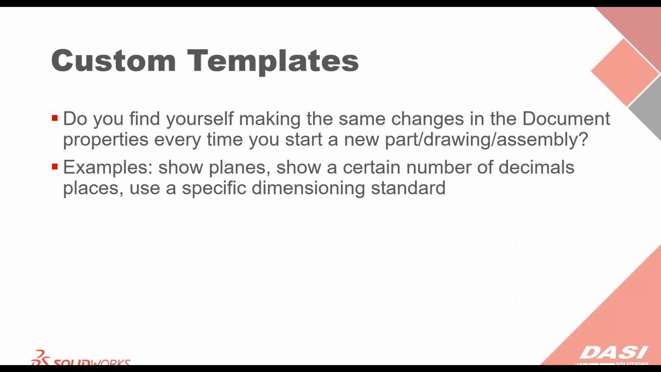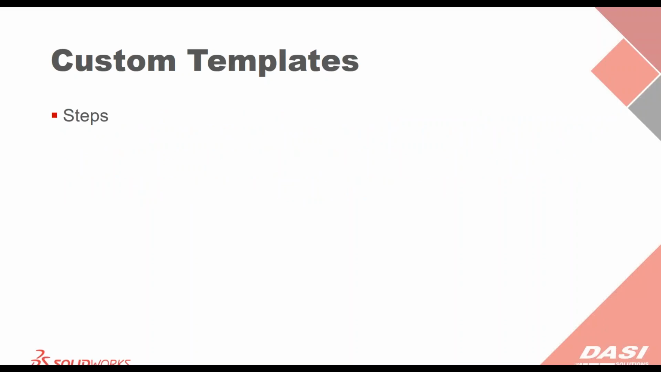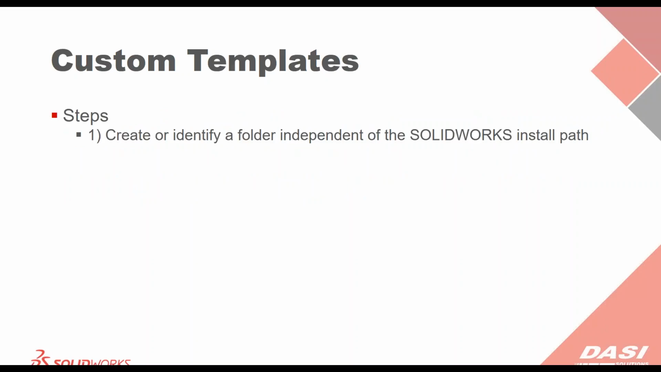Some examples I put up here are things like maybe you want to show certain planes, maybe you want to have a certain number of decimal places specified, maybe your company requires you to use a specific dimensioning standard or something of that nature. Could be any number of things that you want to customize within your own part, drawing or assembly. So let's break down some of these steps, and then I'm actually going to run through this within SOLIDWORKS and show you how easy it is to do this.